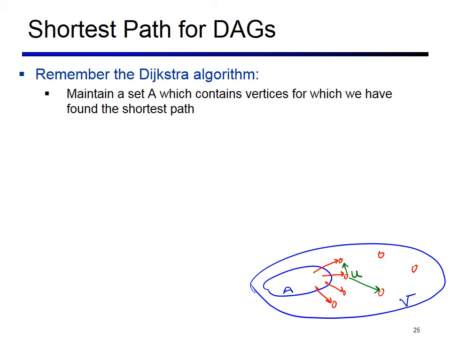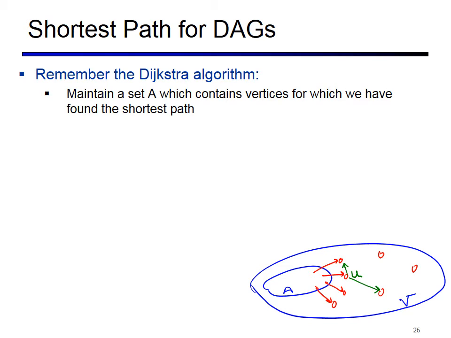Now let's assume that we are given a directed acyclic graph with negative weights. The question is, can we design an algorithm which is more efficient than the Bellman-Ford algorithm to find the shortest paths for DAGs? The answer is yes, and the idea is based on the Dijkstra algorithm. Remember the Dijkstra algorithm? It maintains a cloud denoted by the set capital A containing vertices for which we have found the shortest path weights.